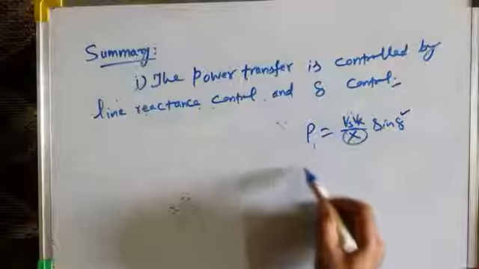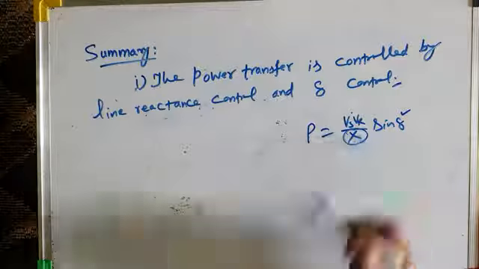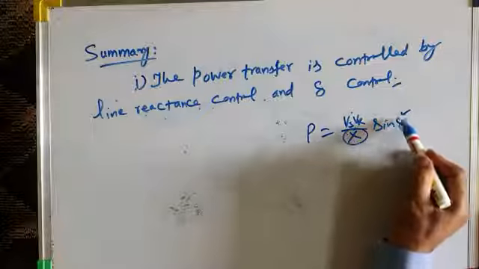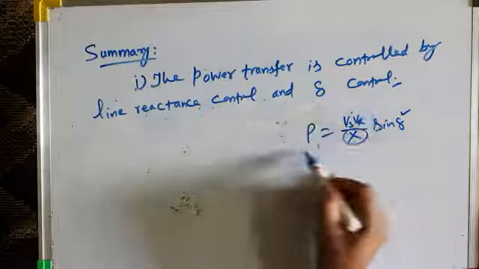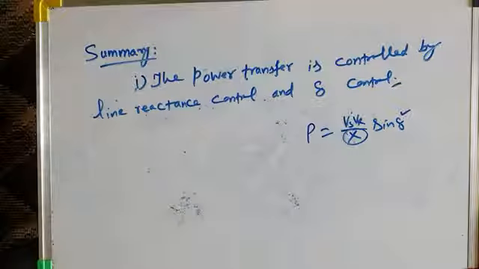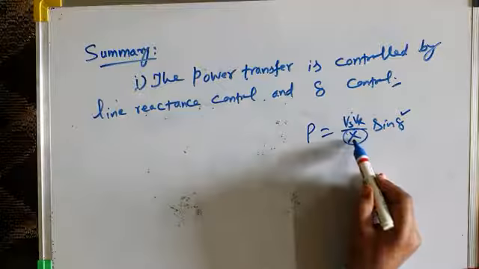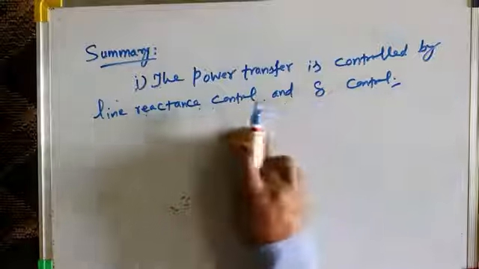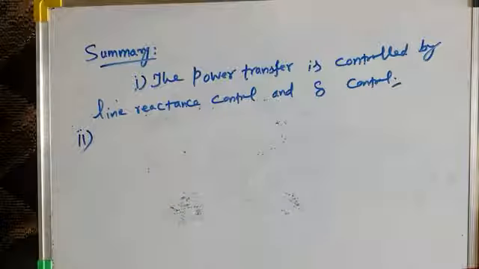This is what FACTS technology does. With the help of FACTS technology, you basically change this line reactance, or you control the transmission angle, and you are able to control the power flow over the line. So power transfer is controlled by these two parameters: transmission angle delta and line reactance X. This is the first very important point that you must remember on the tip of your tongue.